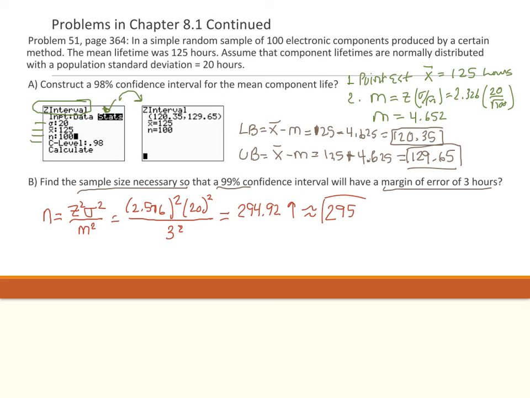So we need a sample size of 295 to get a margin of error of about 3 hours for a 99% confidence interval. Well, that concludes our problems in Chapter 8-1.